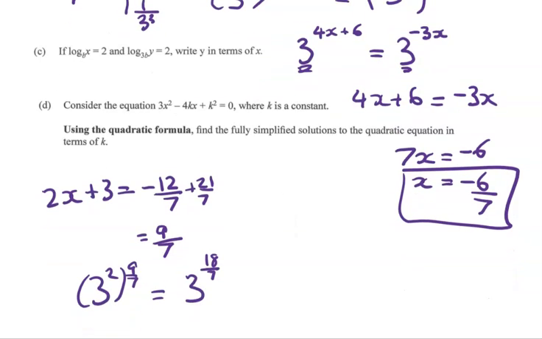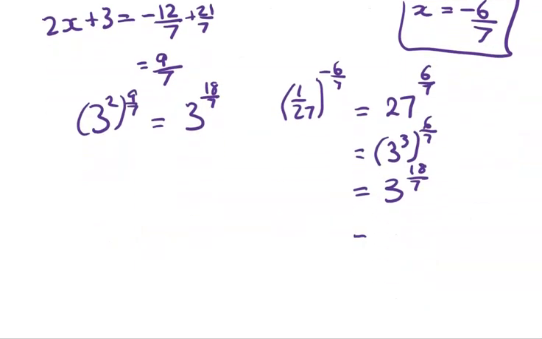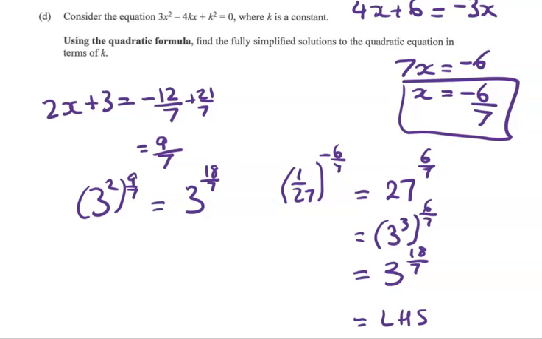On the right-hand side, we have 1 over 27 to the power of negative 6 over 7, which is the same as 27 to the power of 6 over 7, which is equal to 3 cubed to the power of 6 over 7, which gives me 3 to the power of 18 over 7. So that equals the left-hand side. Now, you totally do not need to do that in the exam, right? But that's just how we could go back and check that we'd got the right answer.